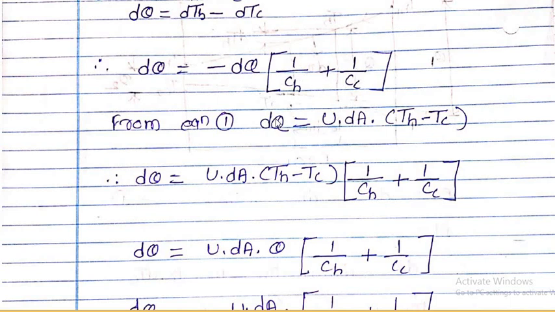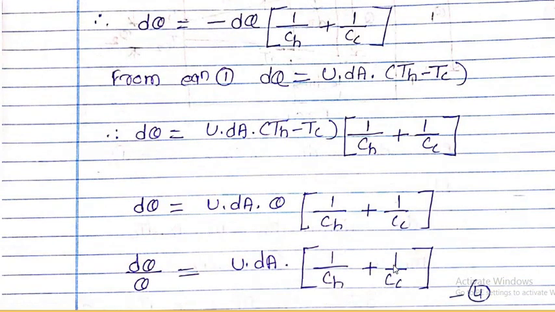Now from equation 1 we know that dQ is equal to U multiplied by dA multiplied by bracket T_h minus T_c. So instead of this dQ we are going to put this particular value. So d theta is equal to U multiplied by dA multiplied by (T_h minus T_c) in a square bracket 1 divided by C_h plus 1 divided by C_c. From this equation we know that T_h minus T_c is nothing but theta. So the equation becomes d theta is equal to U multiplied by dA multiplied by theta into bracket 1 divided by C_h plus 1 divided by C_c.